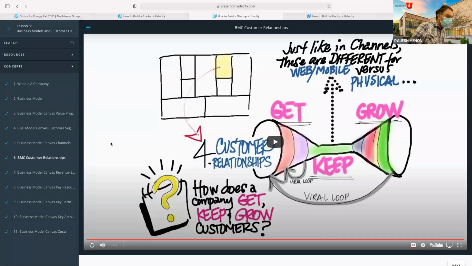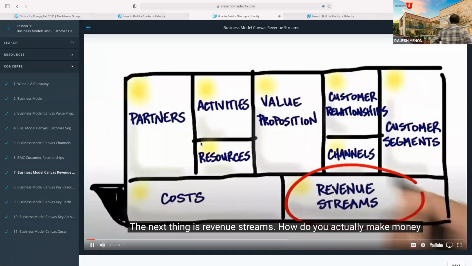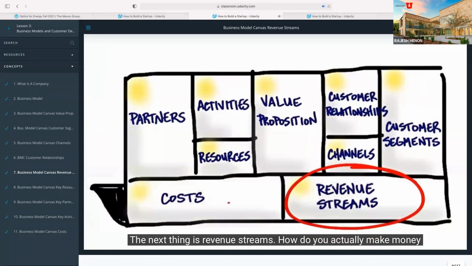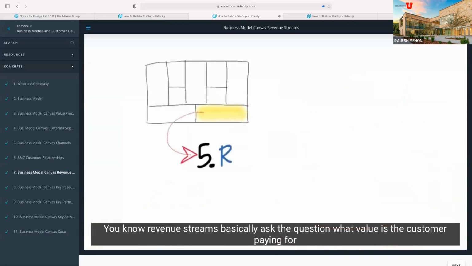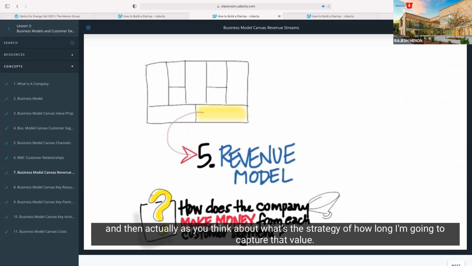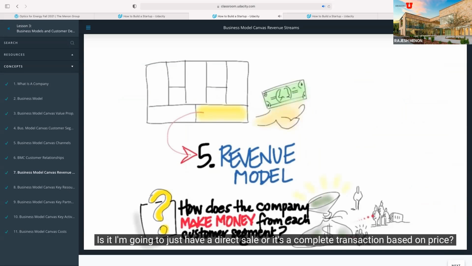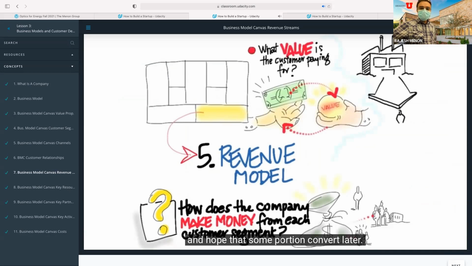Okay, let's go on to the next segment, which is probably the most important one: revenue streams. How do you actually make money from your product and service being sold to customer segments? Revenue streams basically ask the question, what value is the customer paying for? It has you think about the strategy for how you capture that value. Is it a direct sale, a transaction based on price? Is it a freemium model where I give away the product for free and hope some portion convert later? Is it a license or subscription model?